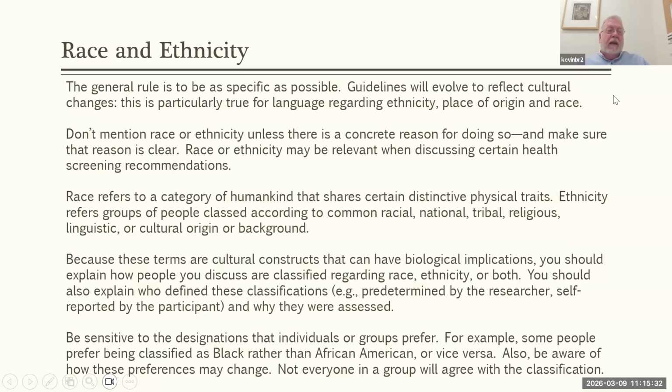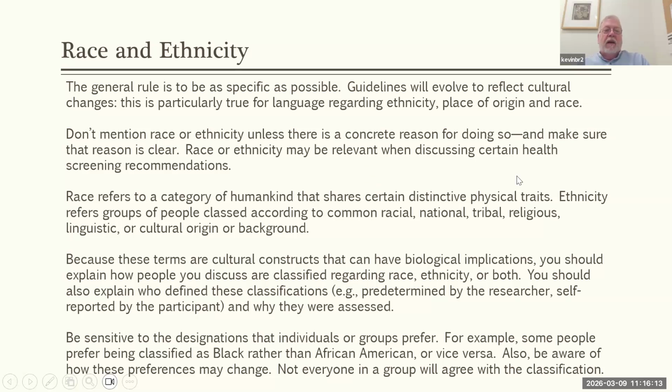Again, with race and ethnicity, the general rule is be specific. Guidelines can help with that. Don't actually mention race or ethnicity unless there's a concrete reason for doing so, and make sure that reason is clear. In particular, in a health context, certain races or ethnicities may be prone to certain medical conditions that aren't necessarily found in other races or ethnic groups. I think of sickle cell anemia as one particular example of that.